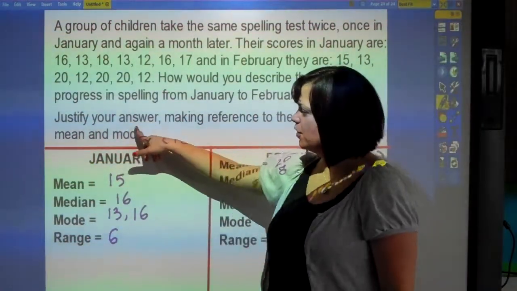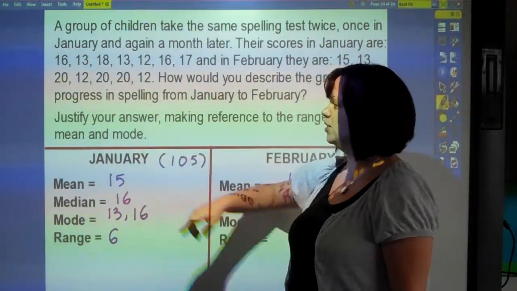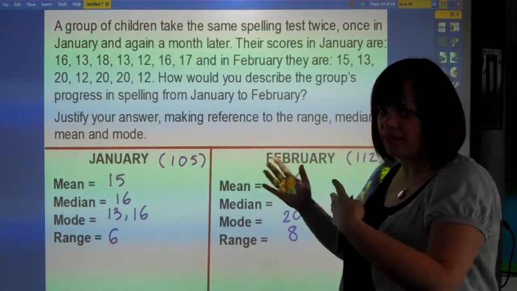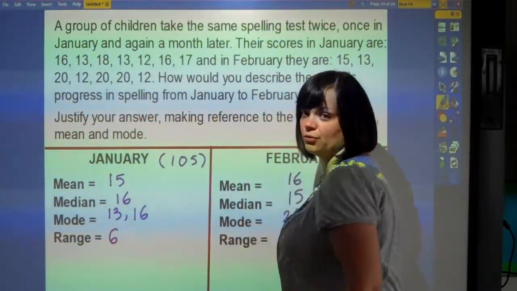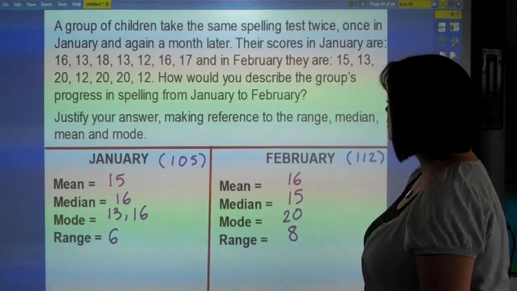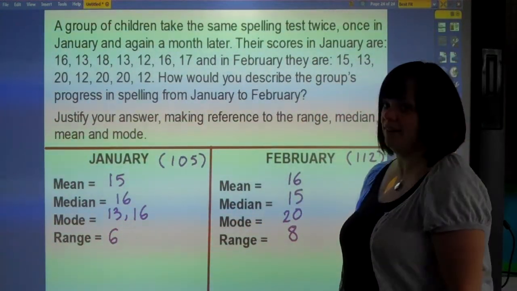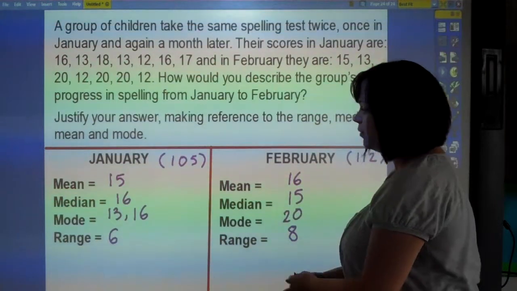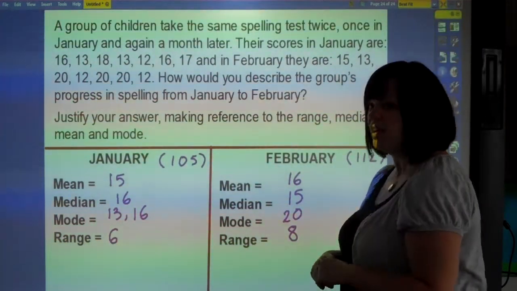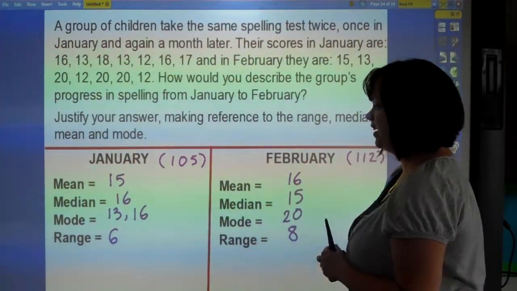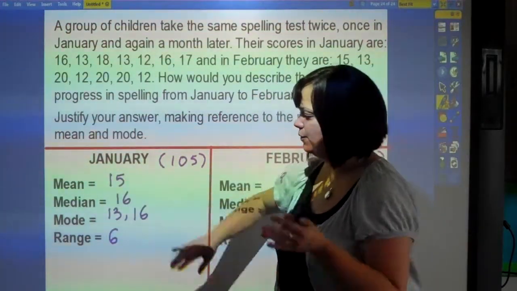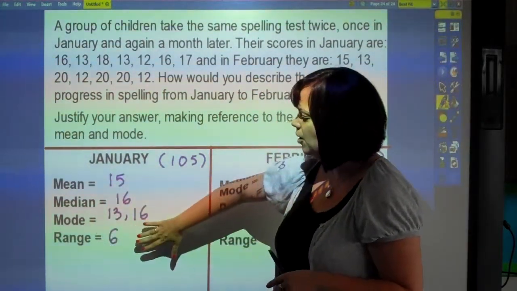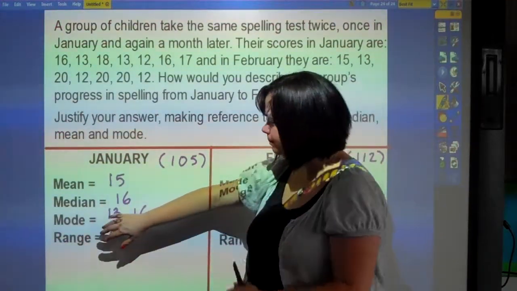It says justify your answer, which means prove your answer. You can't just say, yeah, they got better, and say that that's your answer. You need to justify it by using the mean, the median, the mode, and the range to help you. So this video is a bit quicker than it could be. I've already worked out all the mean, median, mode, and ranges, but let me just remind you of each of them. These are 3 averages, and the range is slightly different, but we put it in with the averages because it helps us analyse data.